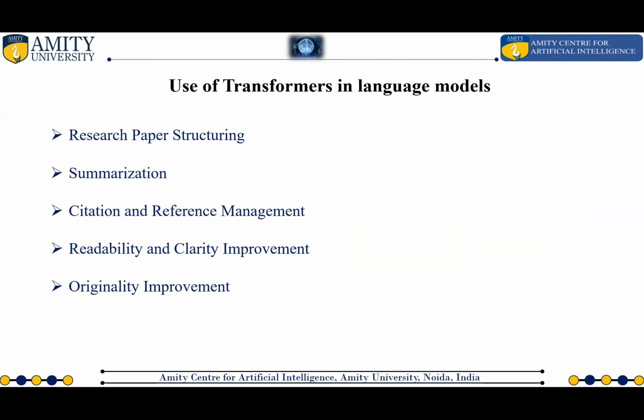So how are we using these transformers in language models, and how are they helping us in academic writing? We can use them in research paper structuring. We have been using them for summarization, citation and reference management. We can use them for readability and clarity improvement. We can use them for originality improvement.